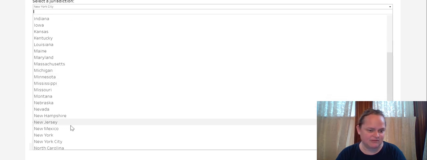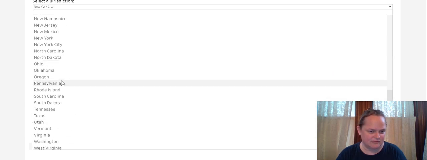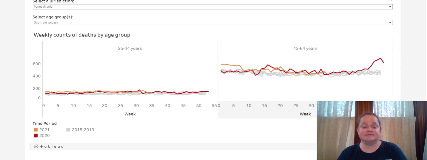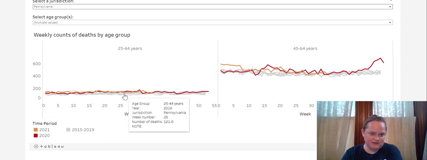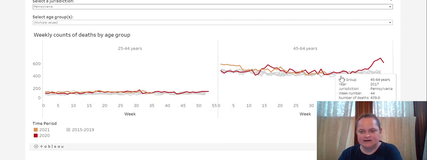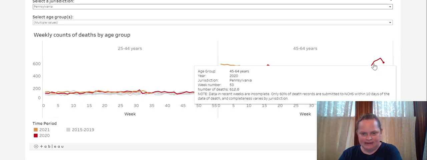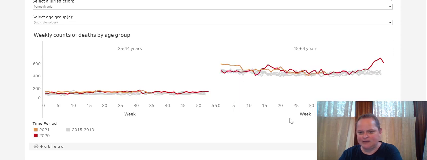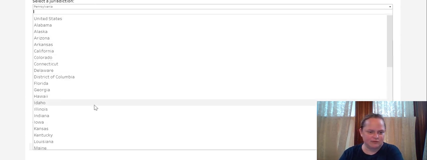Let's take a look at Pennsylvania. So, like, nothing going on for 25 to 44. I can't even see elevated mortality. 45 to 64, yeah, we've got that winter wave. But other than the winter wave, maybe something was going on in the spring. But a lot of it's noise. And then our last one's going to be Illinois.